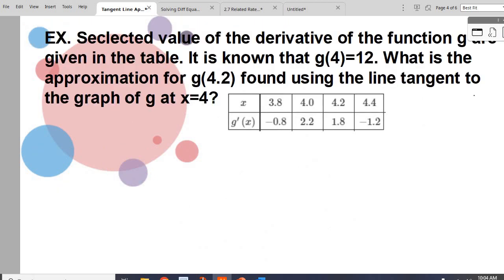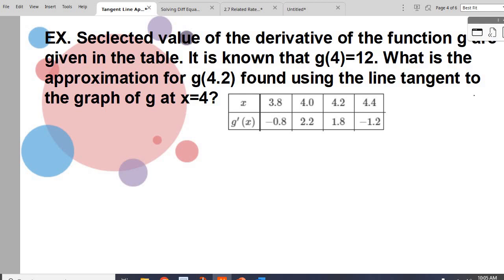Alright? So next up, we could see it giving us a table of values instead, but it's going to work very similarly. We actually don't have to do much derivative math. We just have to know what to plug where. So it says selected values of the derivative of the function g are given in the table. It is known that g of 4 equals 12. What is the approximation for g of 4.2 found using the line tangent to the graph of g at x equals 4?